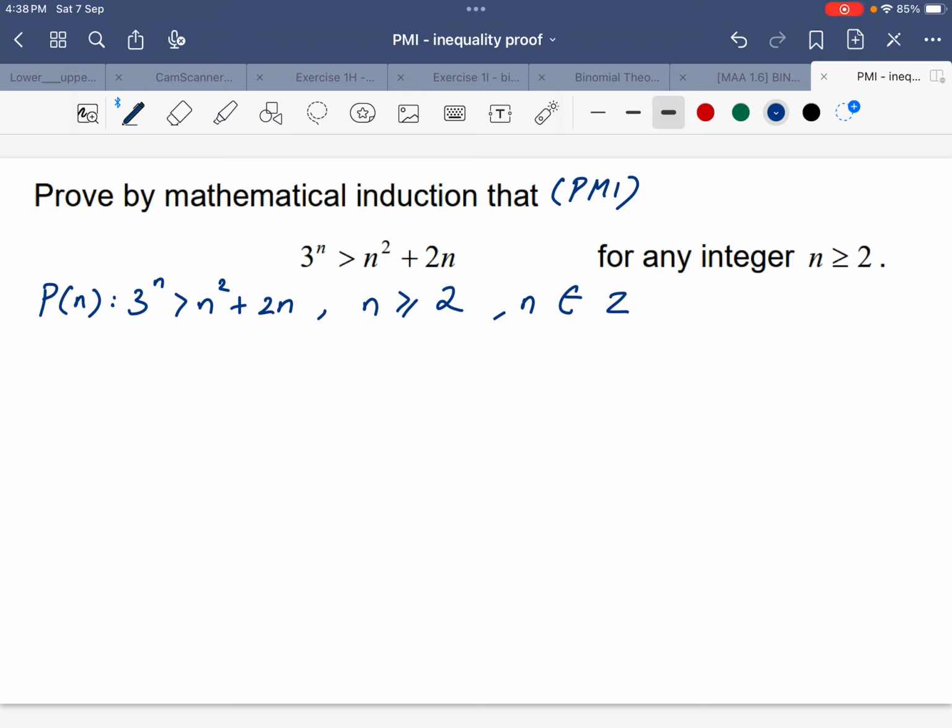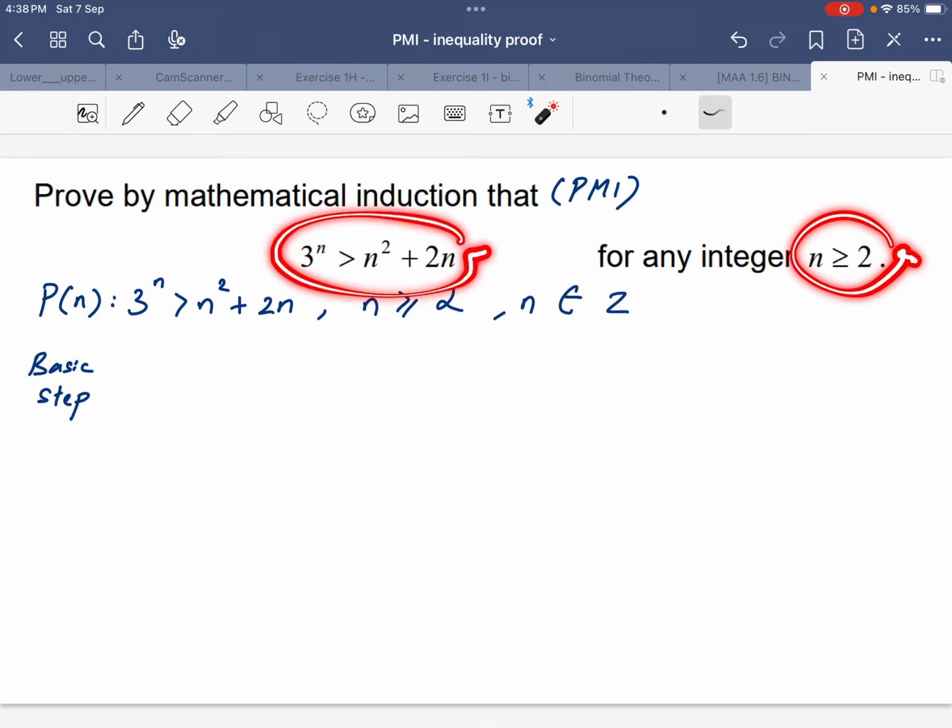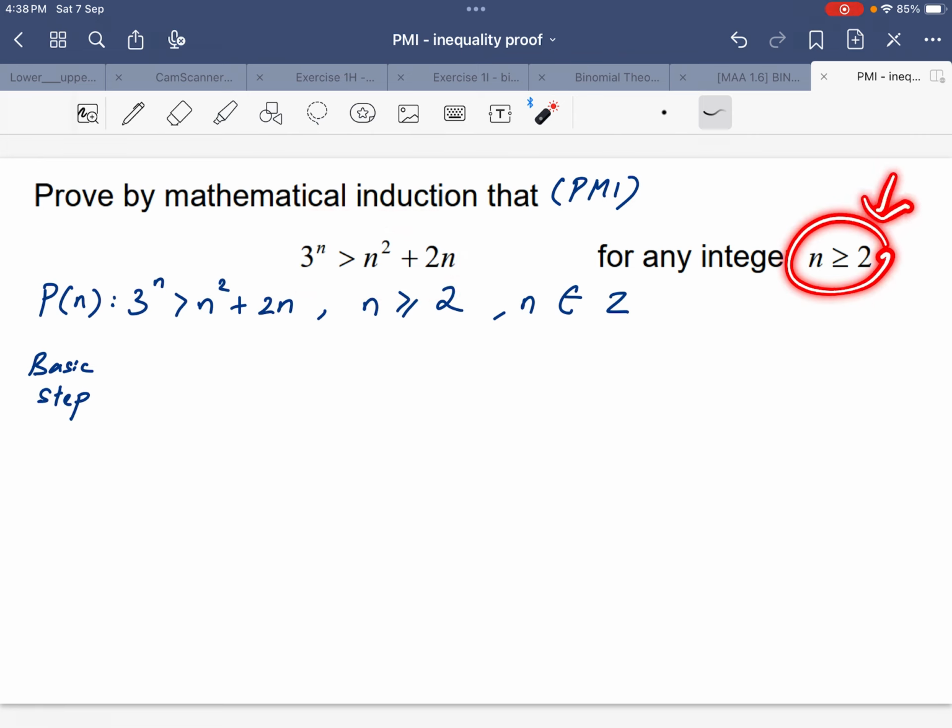So this is the original statement, followed by a basic step. A basic step is you plug in any value that is greater than 2 or equal to 2, to prove that this statement is correct. So it can be 2, 3, 4, 5, 6, any number that you want to. But for my own preference, I always like to start off with the first term, which is 2. So the basic step is to do a check whether this statement is correct.